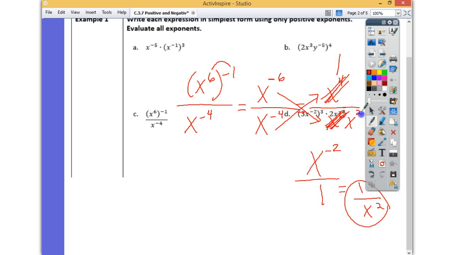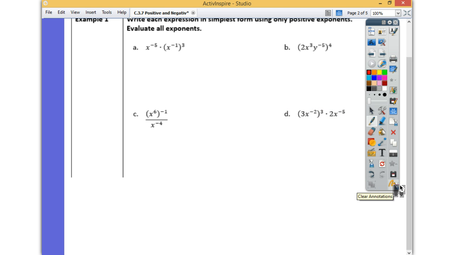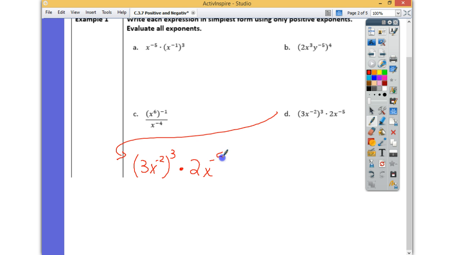So you still end up with the same answer, 1 over x to the 2nd. All right, D. Hold up your answer for D. Wow, I'll slide that one over. Just going to rewrite D over here. I have 3x to the negative 2 to the 3rd power times 2x to the negative 5 power.